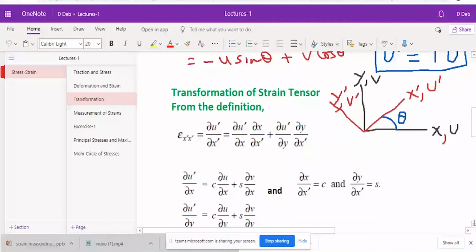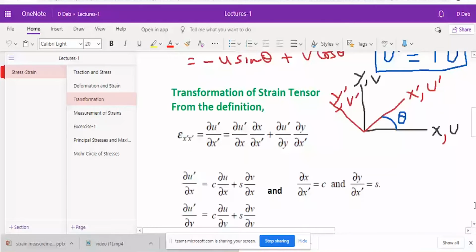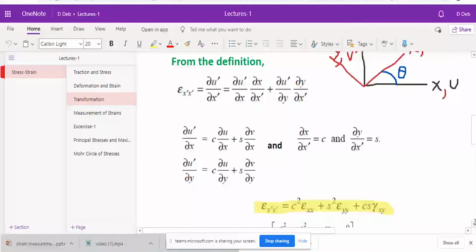And this is coming from where? From the first equation, here. This is C, this is S. So del u del x C and del v del x S. So this is written like that. Then if we just multiply here, you will see it comes like this. So epsilon x dash is C square epsilon xx plus S square epsilon yy plus CS gamma xy.